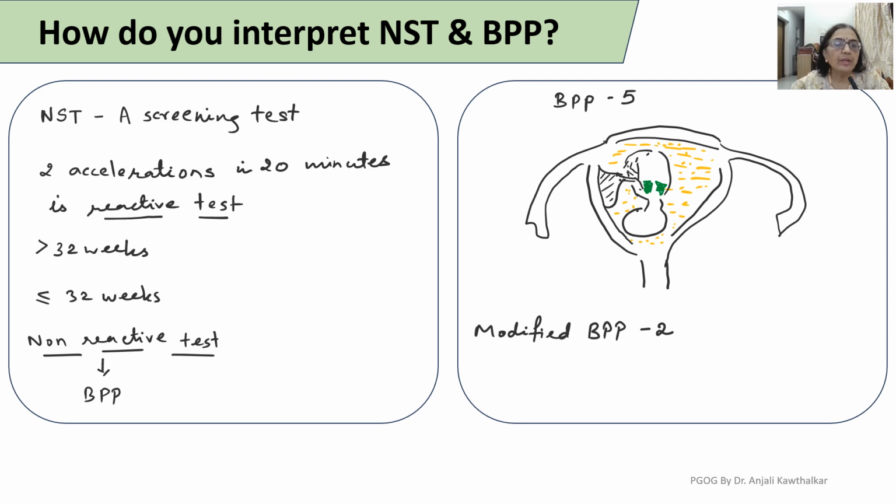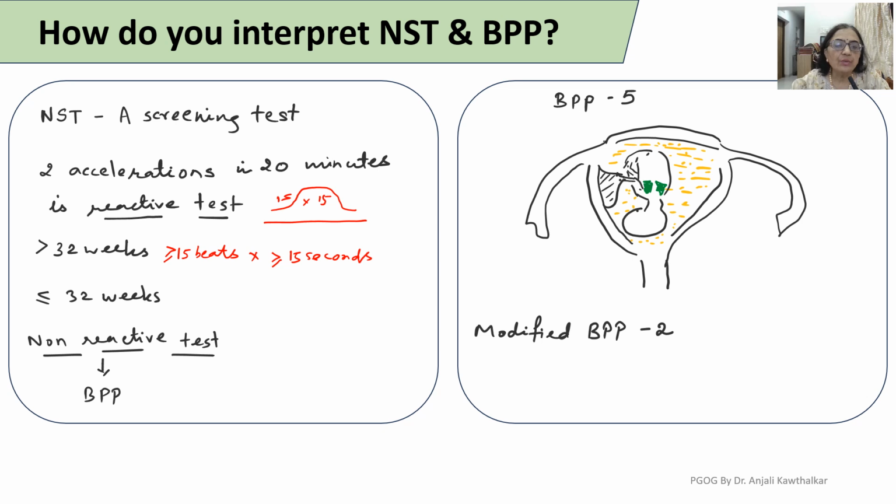Whenever we are doing it at greater than 32 weeks, there has to be an acceleration of 15 beats lasting for greater than or equal to 15 seconds. So there will be an acceleration of greater than 15 beats per minute lasting for greater than 15 seconds. That is how we can remember 15 by 15.